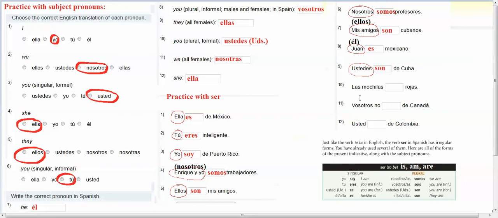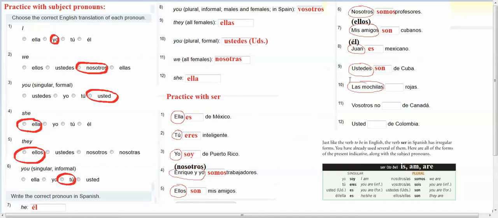Okay. Las mochilas blank rojas. What's red? It's going to be the book bags. Okay, and again, I'm going to have to change it. So what would make sense? If I say the book bags are red, if I change it to I am red, that doesn't mean the same thing as the book bags are red. But if I say they are red, the book bags, they are red, that means the same thing.